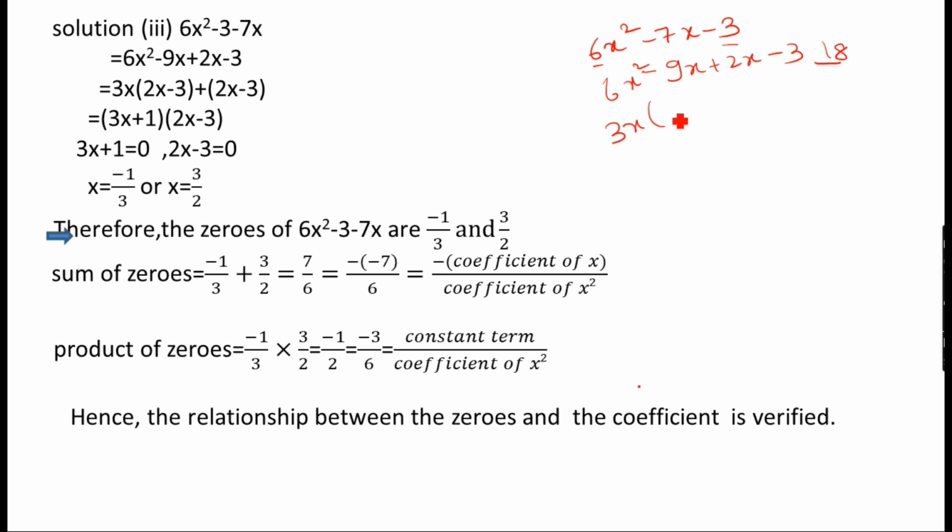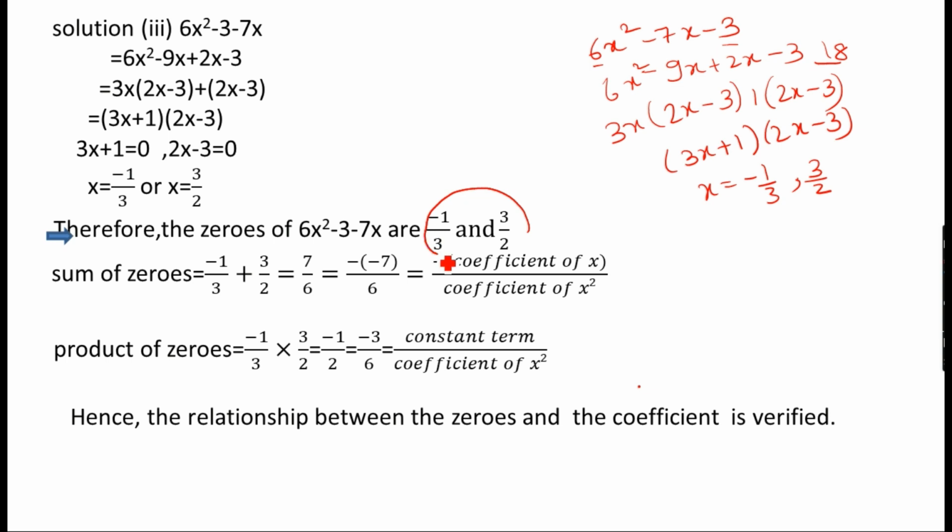We get 3x common: 3x into 2x minus 3 plus 1 into 2x minus 3. We get 3x plus 1 and 2x minus 3. Therefore, the value of x is minus 1 by 3 and 3 by 2. Here we get the zeros of the given polynomial.